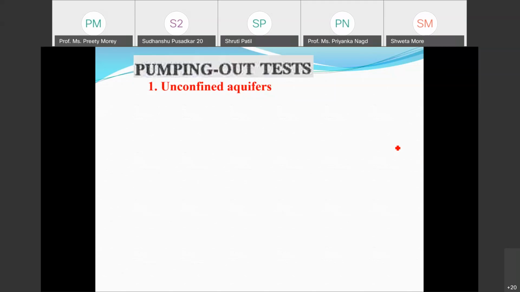So there are pumping out tests and pumping in tests. The simple name indicates that pumping out means we are removing the water from the borewell. It is simple. We make two borewells, one through which water is pumped out, and the other is the observatory well, where we observe the water level. In the pumping out test, we just pump out the water. In the pumping in test, we are adding water into the borehole. The principle is very simple.